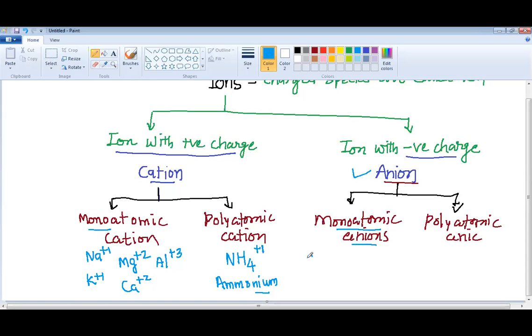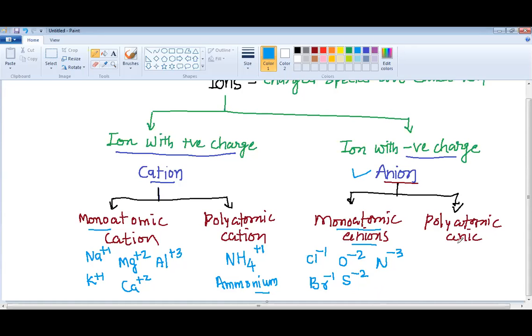For example, you can have Cl minus with minus 1 charge. You can have O minus 2 with minus 2 charge. You can have N minus 3, which is the nitride ion, with minus 3 charge. You can have Br minus with minus 1 charge. You can have S minus 2, the sulfide ion, with minus 2 charge. This is how, my dear students, you can understand the various ions with various charges, but they are monoatomic, they have a single atom.